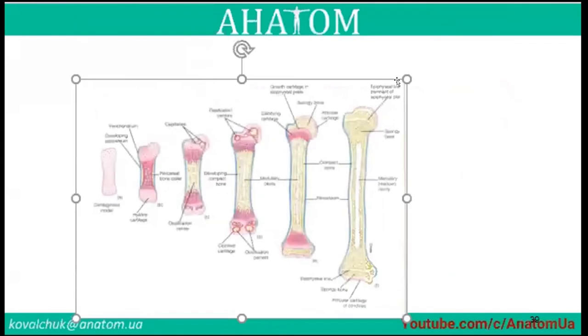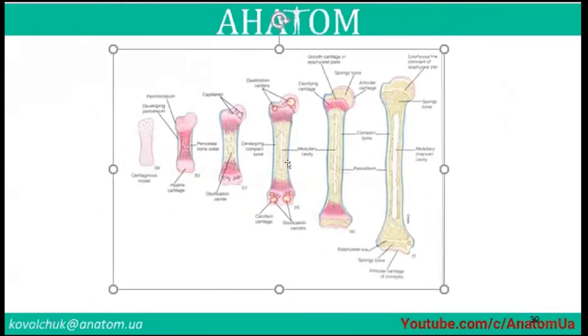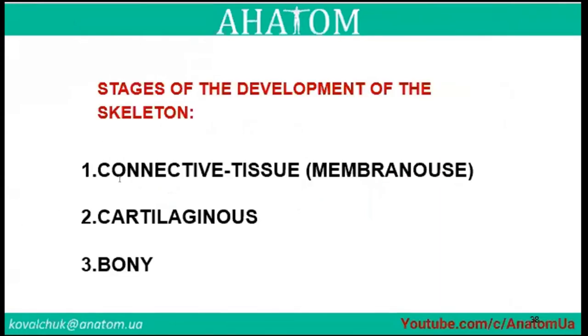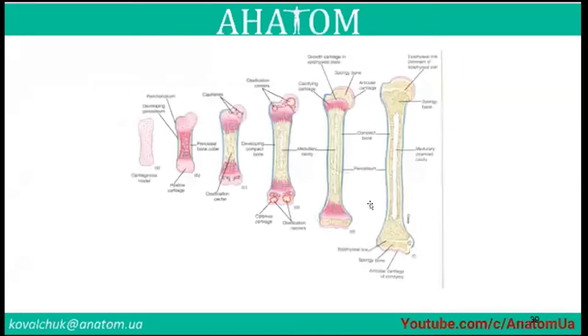And very important, remember: connective tissue does not change to cartilaginous, and cartilaginous does not change to bony tissue, for example. In some structures in bones, for a long time only cartilage is present, and later a small portion of bony cells is located. The skeleton then moves and delays, and this is bony in the whole bone.